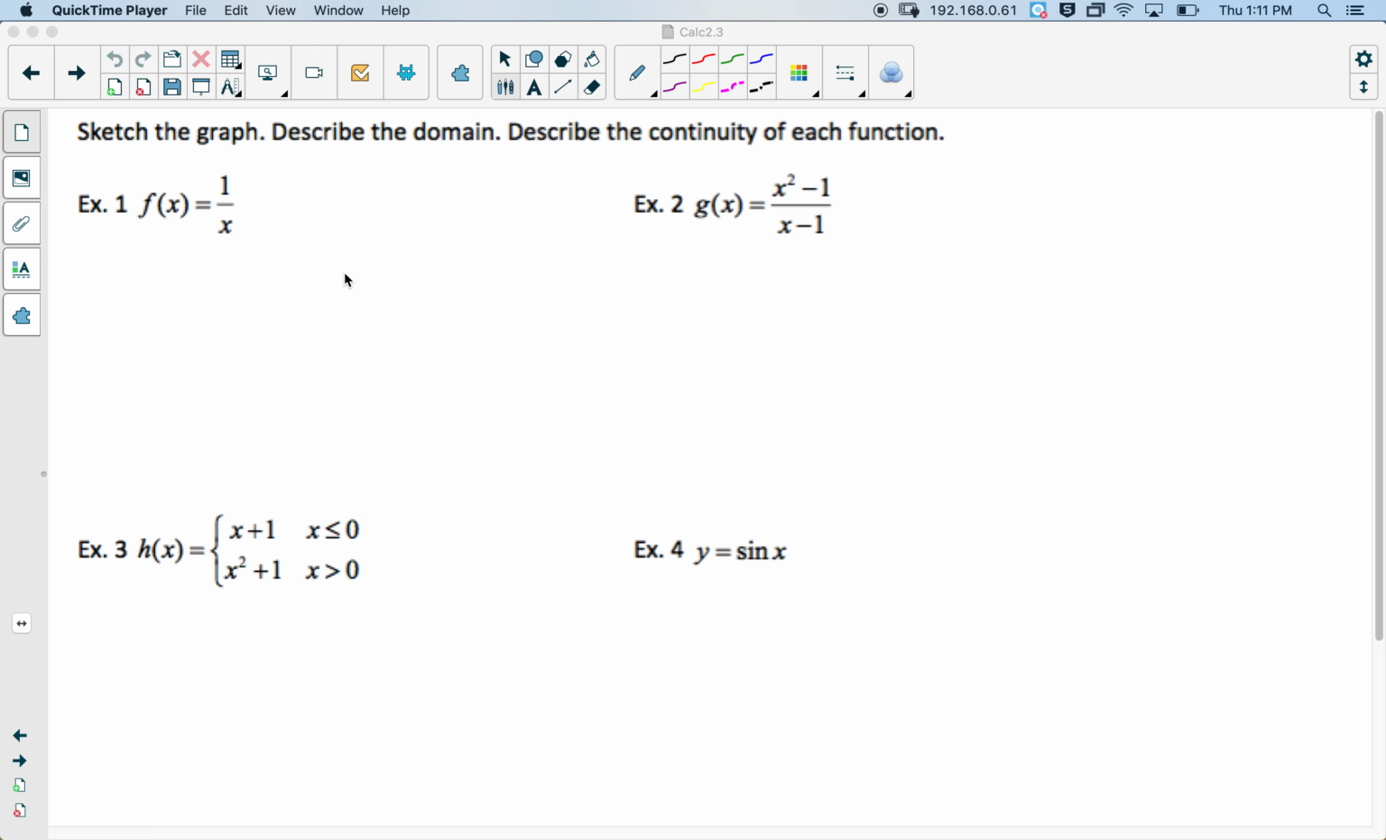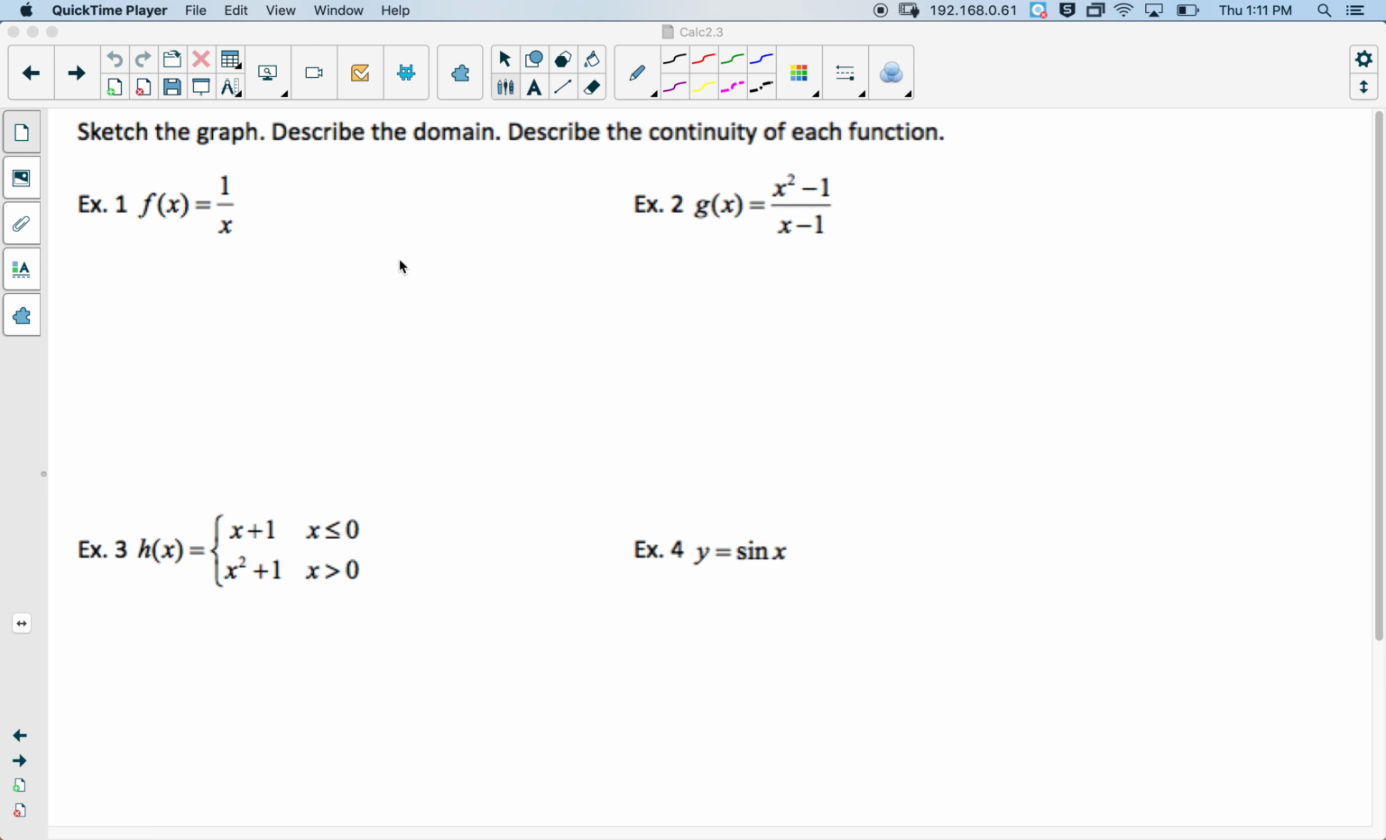So this is where we are going to start right here. Sketch the graph, describe the domain, and then describe the continuity of each function. So let's start. Hopefully you can find that in your notes. This should be right where we left off from the last video.